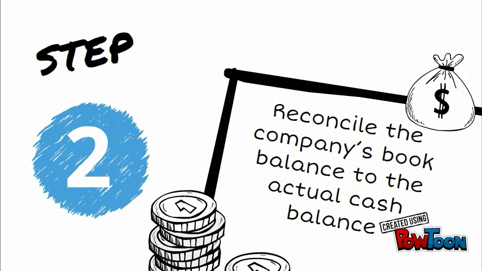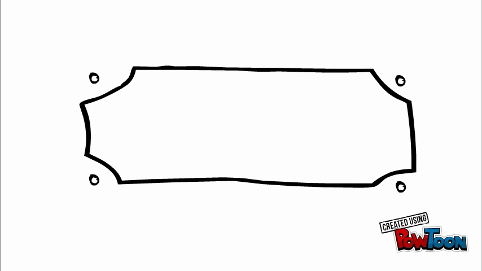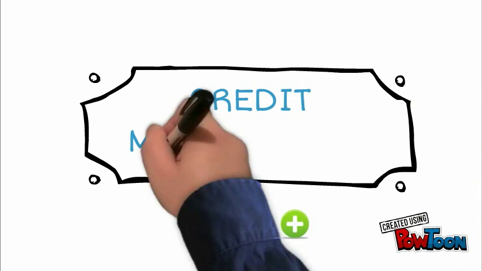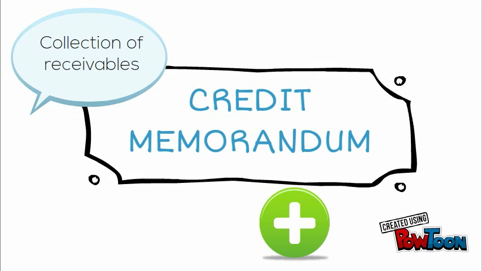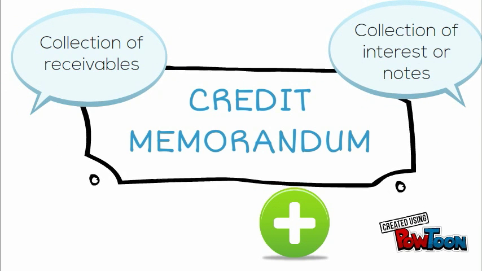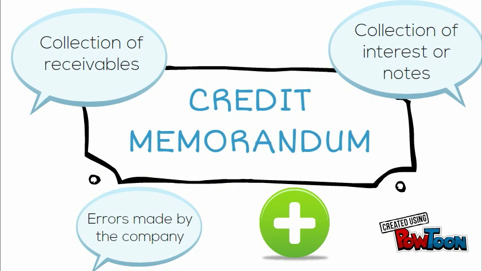Step 2. Reconcile the company's book balance to the actual cash balance. This is done by looking at the credit and debit memorandum. The credit memorandum is an addition to the cash balance on the bank statement for items such as the collection of receivables, collection of interest or notes, and any errors made by the company.